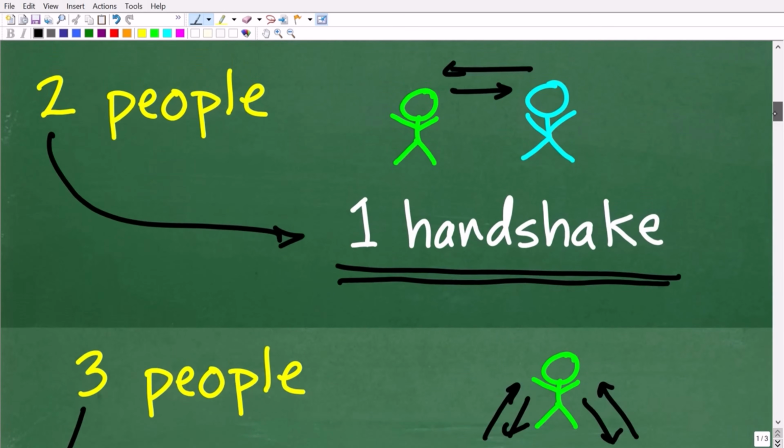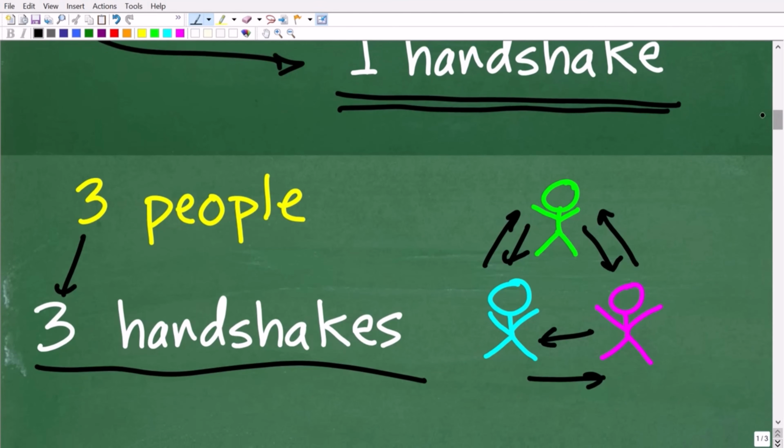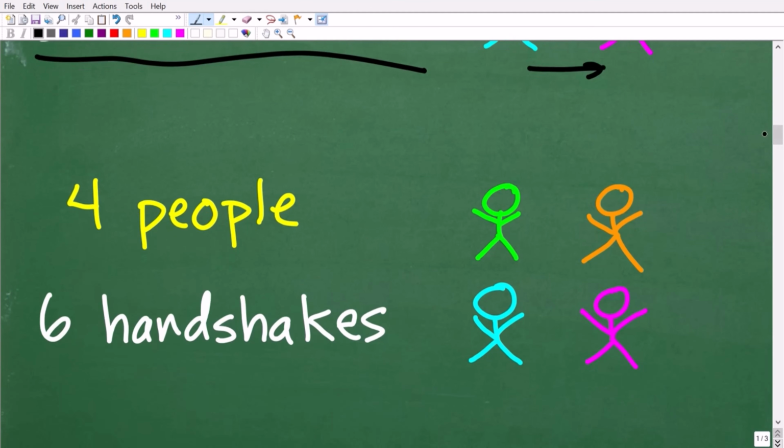Now, kind of going back up here, when we had two people, we had one handshake. So we're looking for patterns here, and it doesn't look like we have some sort of consistent pattern. But let's take a look at what happens when there's four people in a room. So when there's four people in a room, there will be six handshakes.